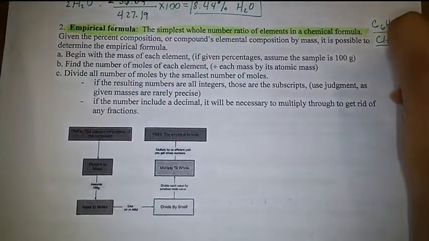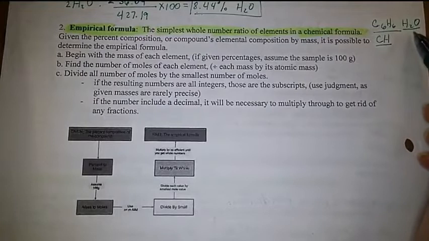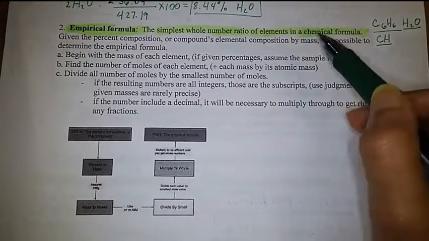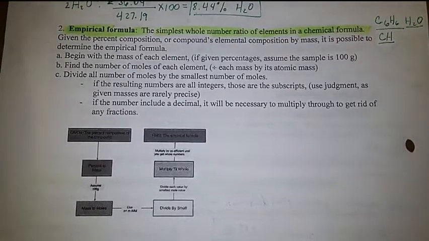Another one would be H2O. Now, H2O is also the empirical formula because it cannot be reduced further down. So H2O would be the empirical formula as well as the real formula of the structure, which I'll talk about in a few minutes. So let's go on.